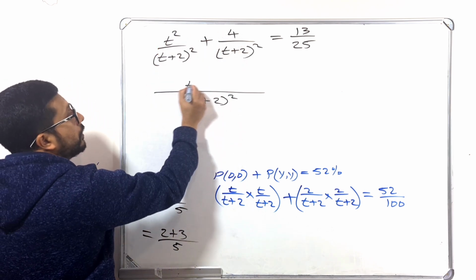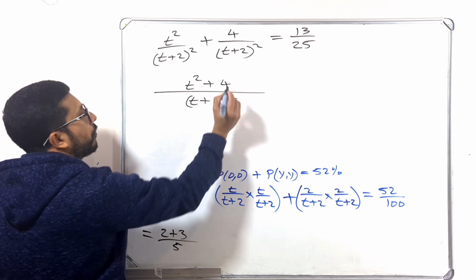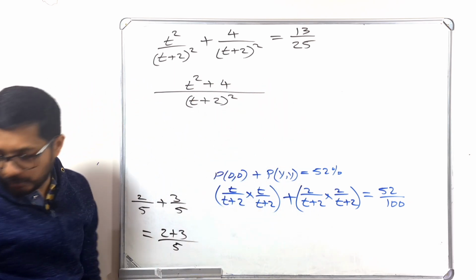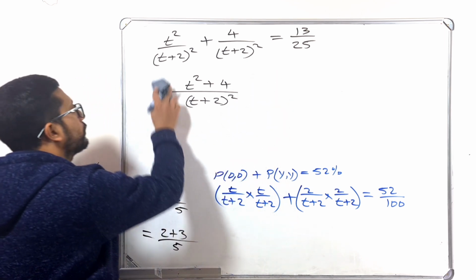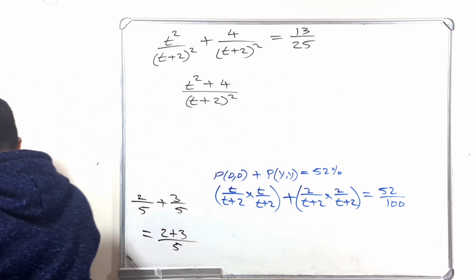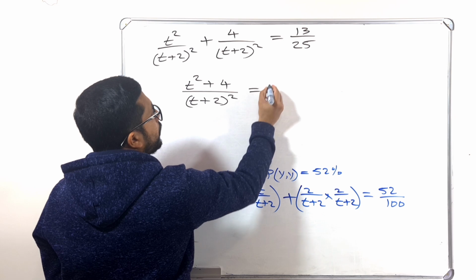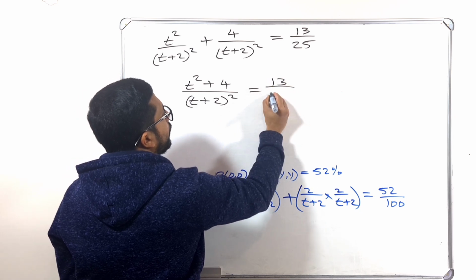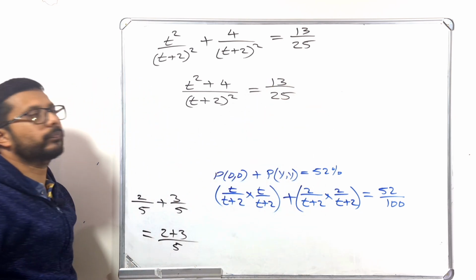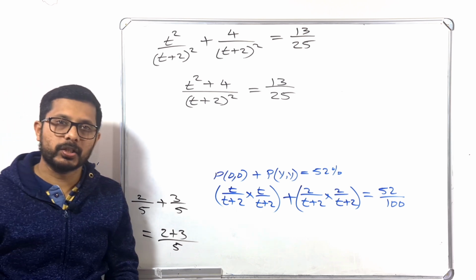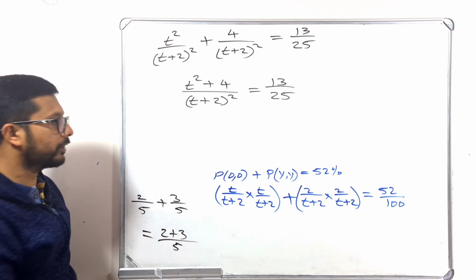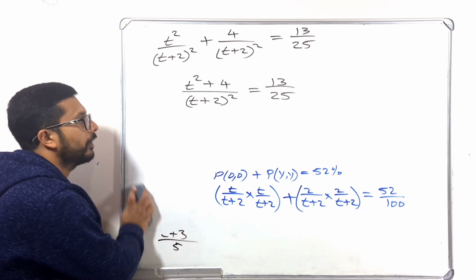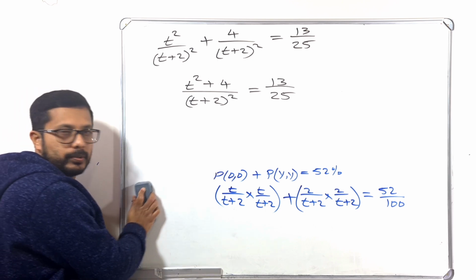So here it is t square plus 4, and that is equal to 13 over 25. Can you say what is the next step? Fraction on the left side, fraction on the right side. What you have to do there? Yeah, you have to cross multiply.